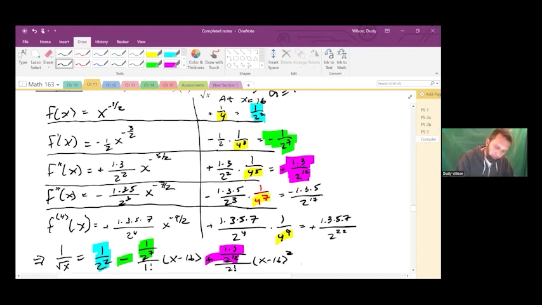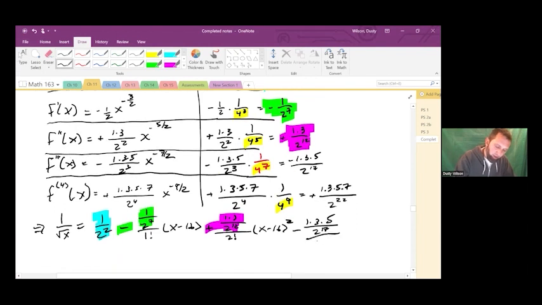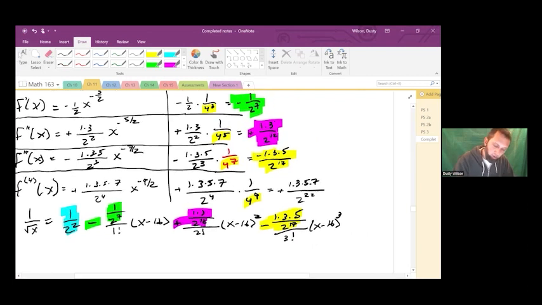Keep going. So then minus 1 times 3 times 5 over 2 to the 17th divided by 3 factorial times x minus 16 to the 3rd power. So this would be from the derivative that we found. The 1 times 3 times 5 over 2 to the 17th is from the derivative we found. The 3 factorial and the x minus 16 to the 3rd, those are from the Taylor series formula. You can do a couple more here.